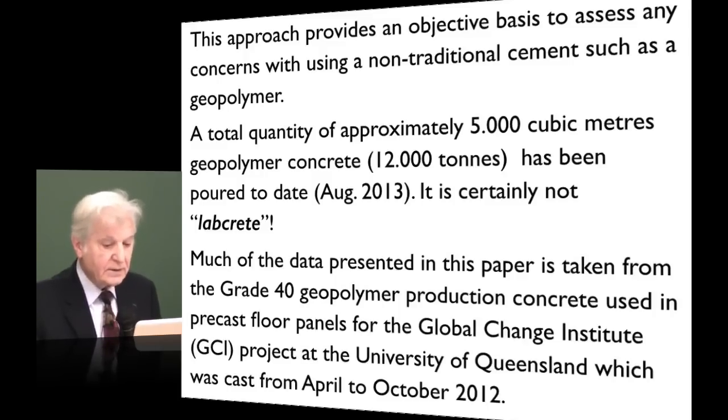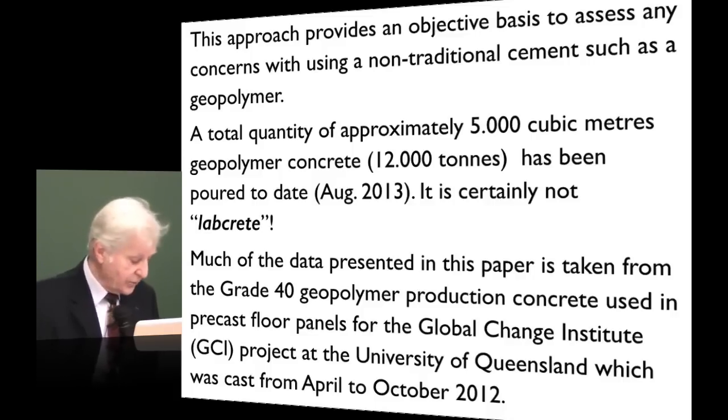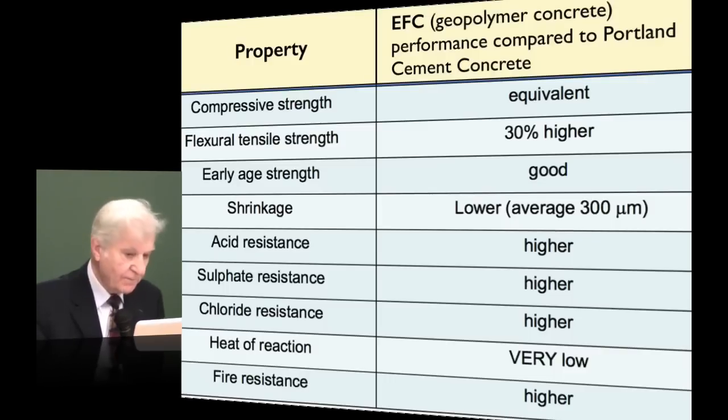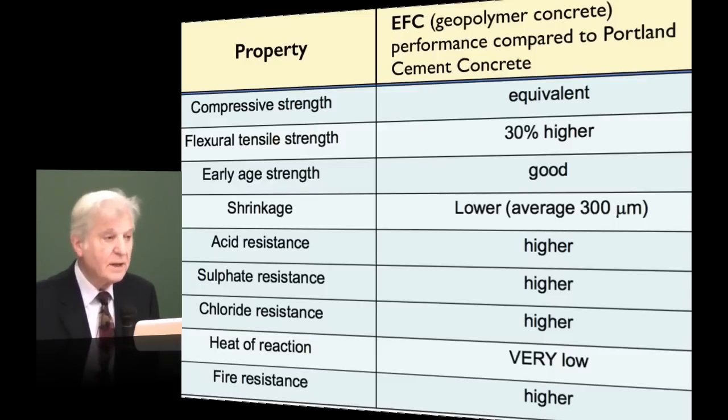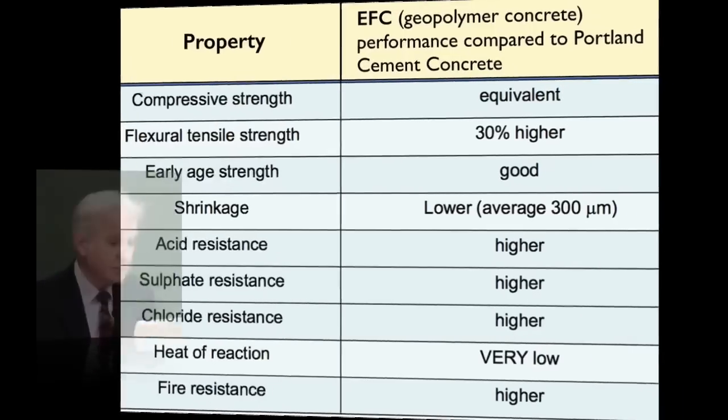Much of the data presented in this paper is taken from the grade 40 geopolymer, that is 40 MPa, geopolymer production concrete, used in the precast floor panels for the Global Change Institute, the one that I showed you previously, the project at University of Queensland that has been cast from April to October 2012. So, let's see the properties. They have been comparing the properties of EFC, geopolymer concrete, with Portland cement in the Australian standard.